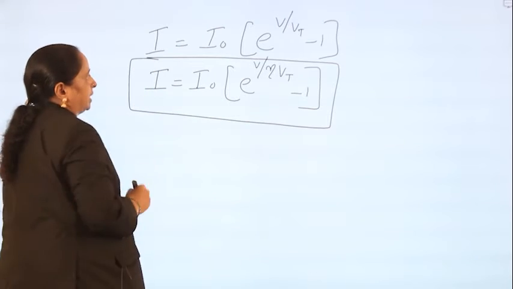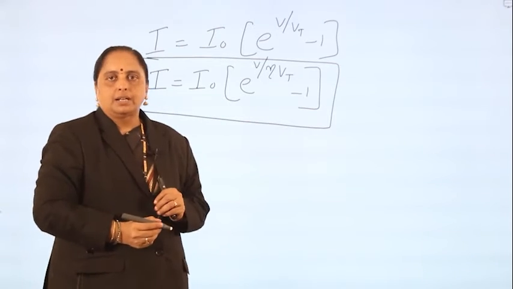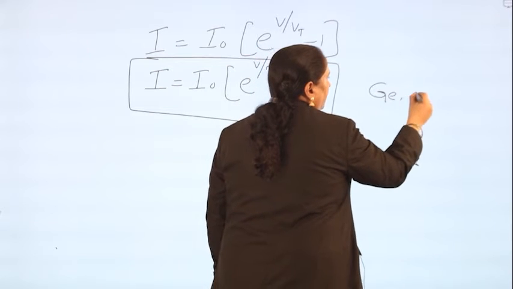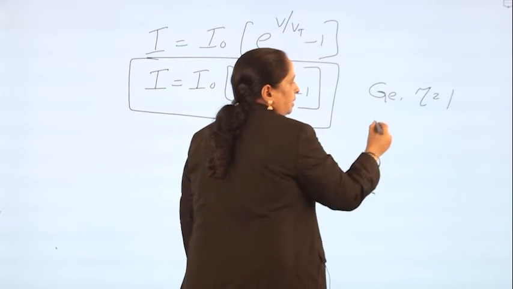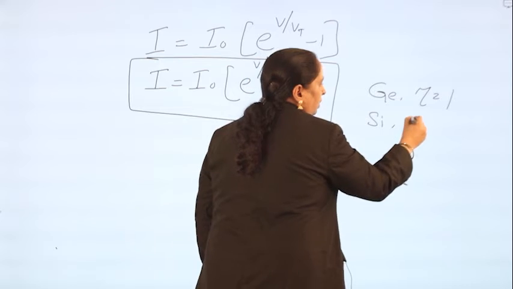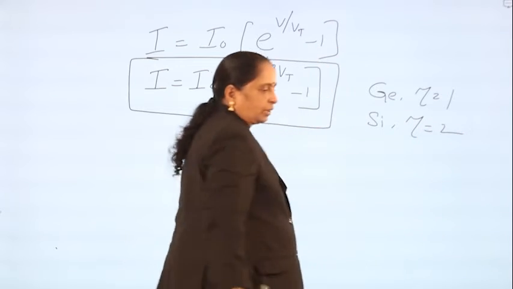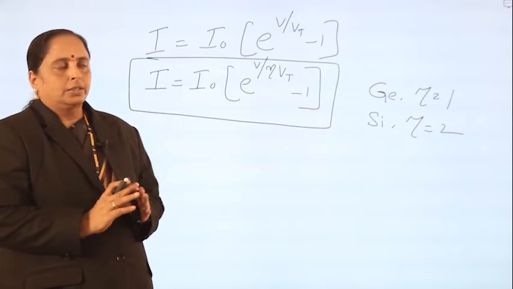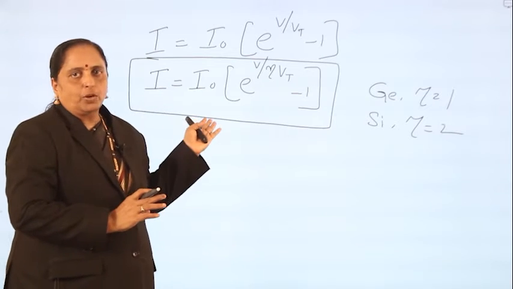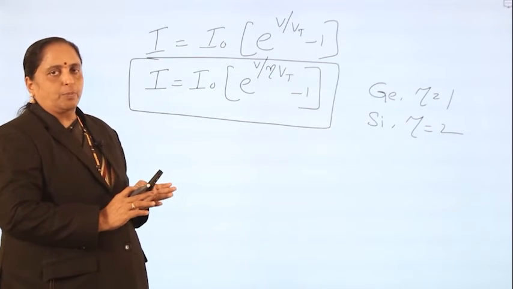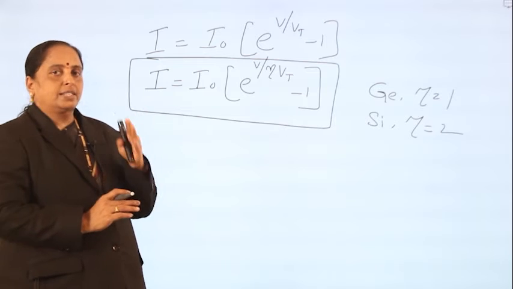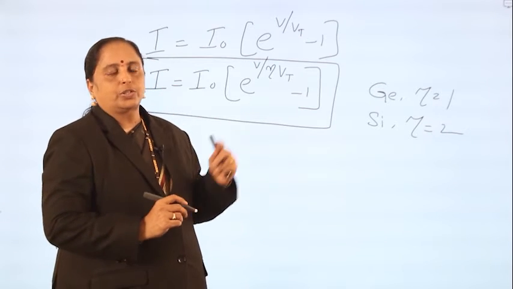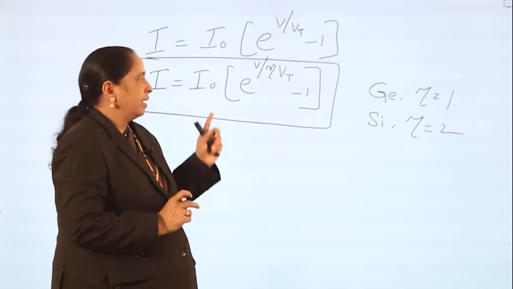What is this eta basically? Eta depends upon the material. If the material is germanium, the eta value is equal to 1. If the material is silicon, the eta value is equal to 2. So whether it is 1 or 2, the same formula can be applicable. Therefore, this is a very important equation from the examination point of view, and even for the GATE examinations, you are going to get a large number of problems from this expression.